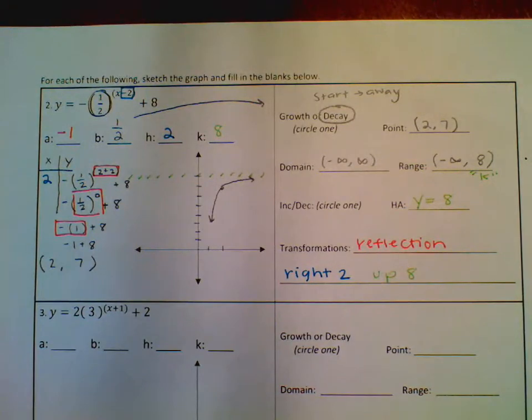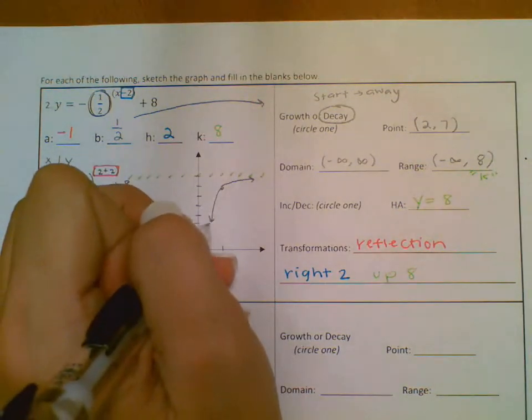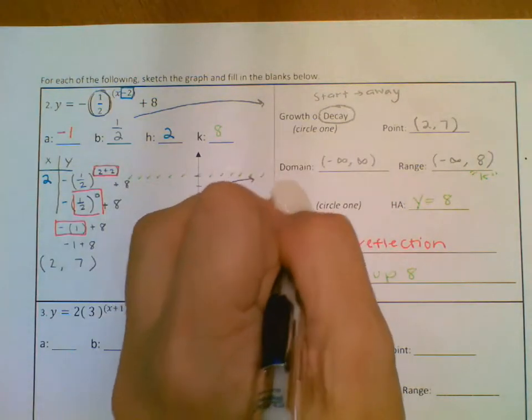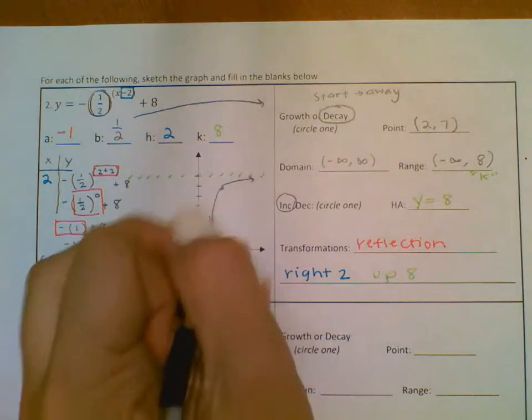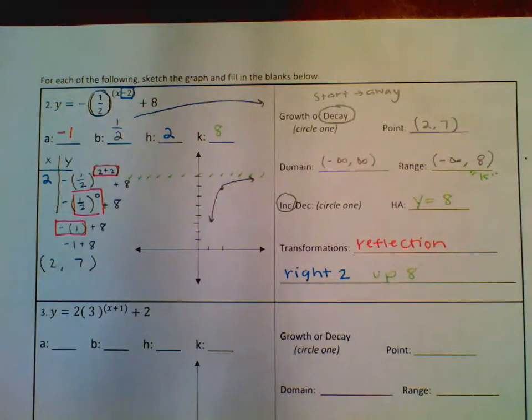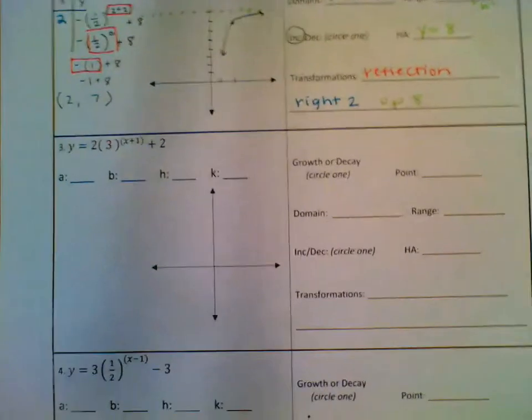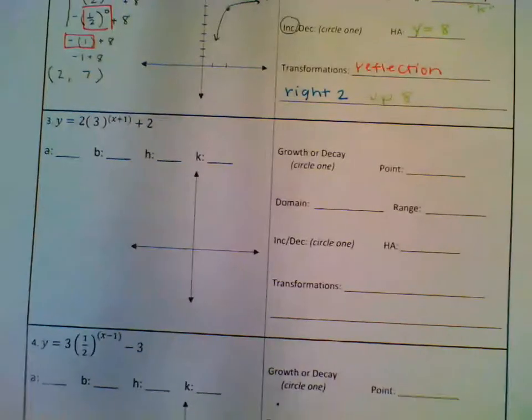All right, and then increasing or decreasing, if I am walking on this curve, I am going up the curve, so this is increasing. You're always going from left to right like you're reading a book. All right, again, feel free to pause if you want to try number 3 before I go over it, but we will go through number 3 next.